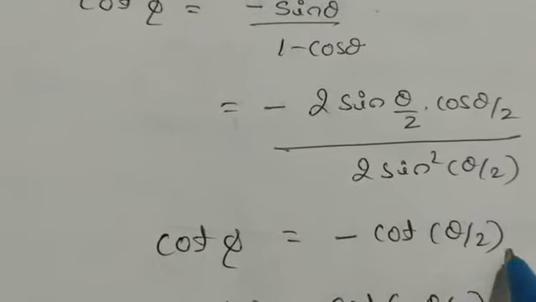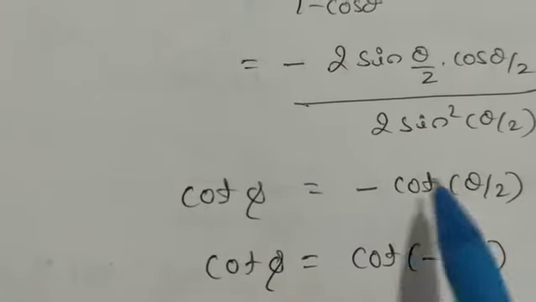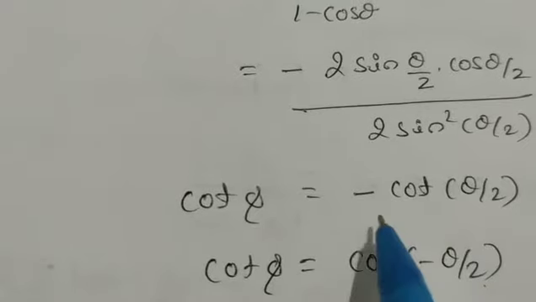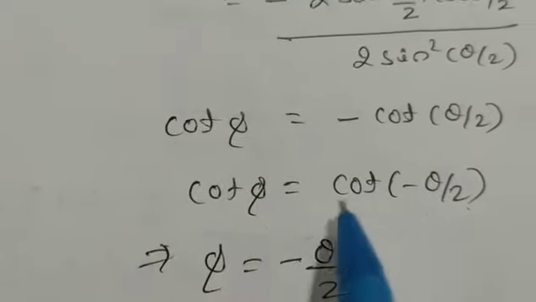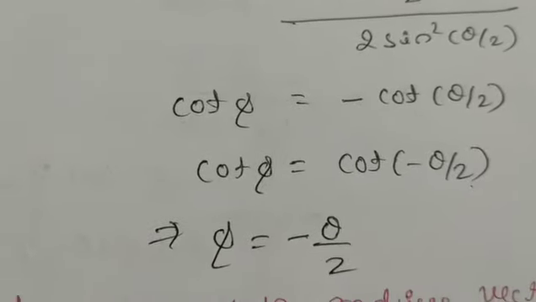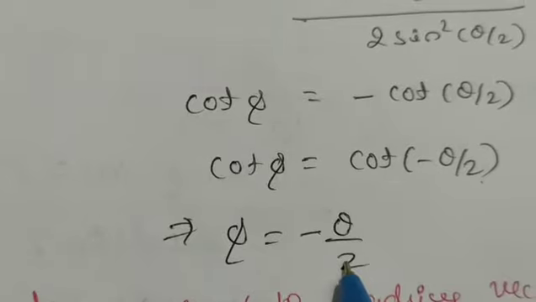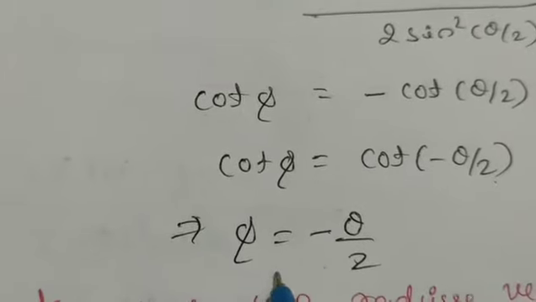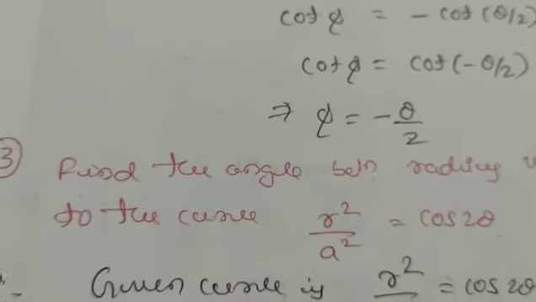We know minus cot theta is cot of minus theta, because here we cannot equate these two, since one is positive and the other is negative. So you have to take this minus in the angle. What does this imply? This implies phi is equal to minus theta by 2. So this is the angle between the radius vector and the tangent to the given curve. So phi is equal to minus theta by 2 is the required angle.